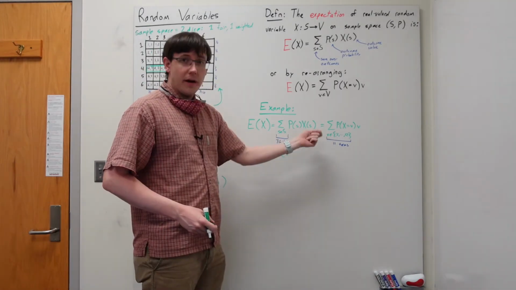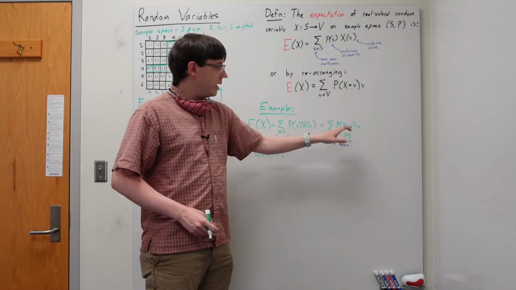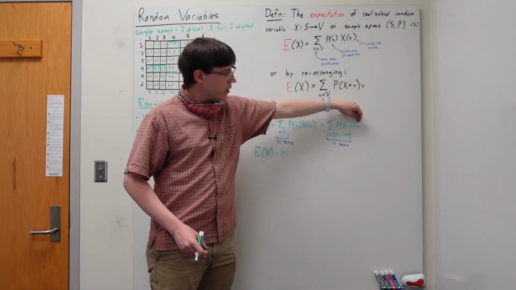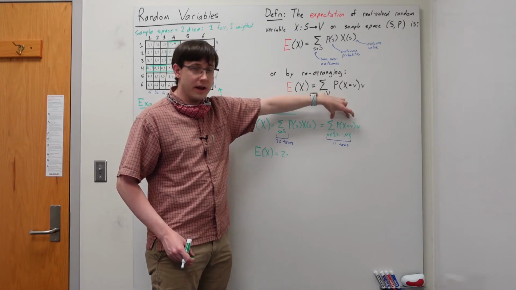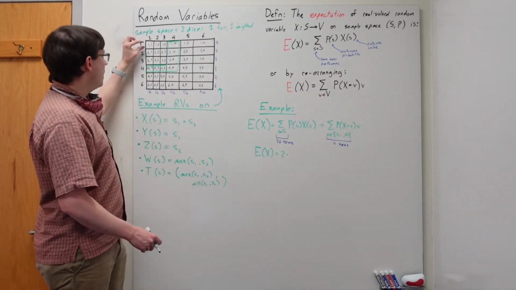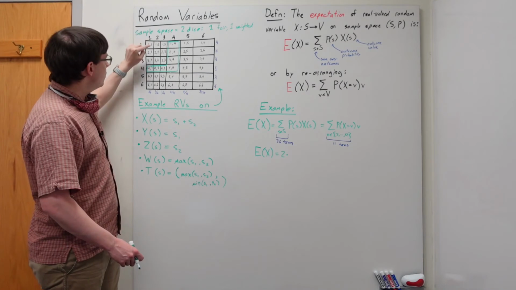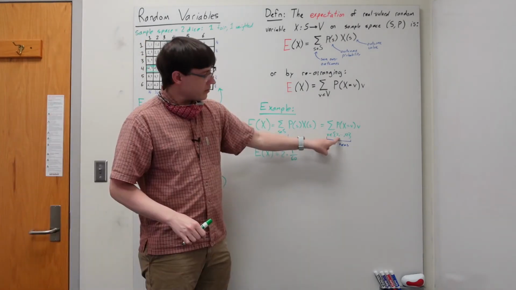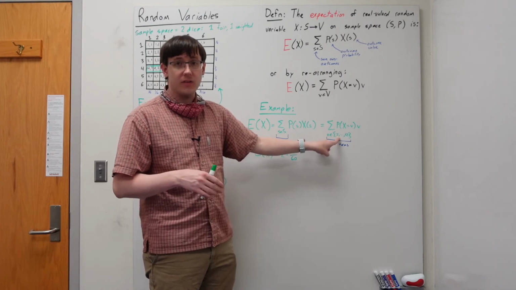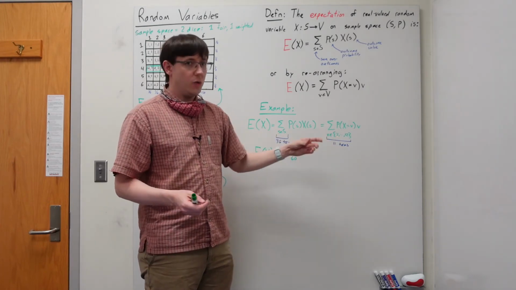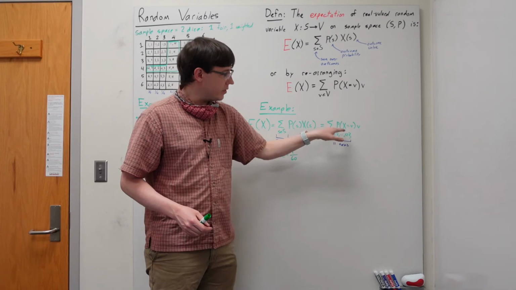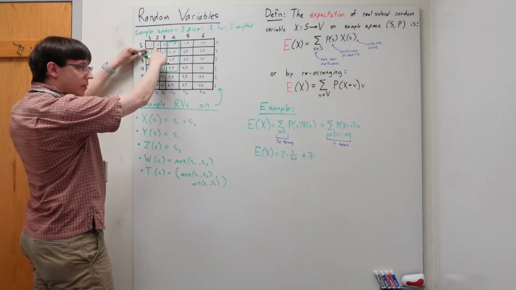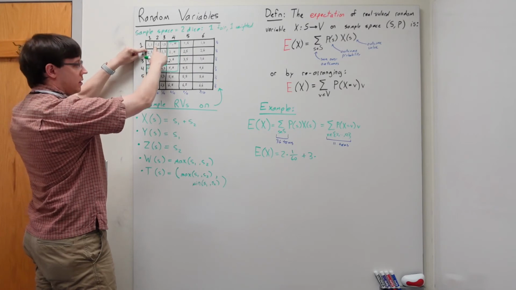In this sum, our first term is when x takes on the value 2. So we'll have 2 times the probability that x is 2. And the probability that x is 2 is 1/60th. The next term is when x takes on the value 3. And so we'll have 3 times the probability that x is 3. And that probability is 2/60ths.